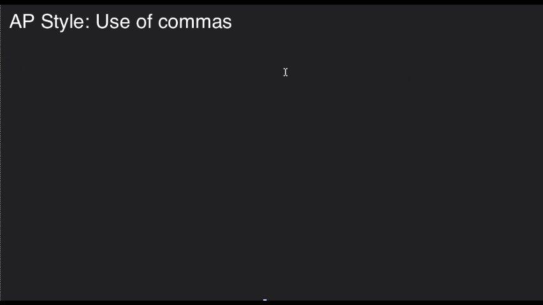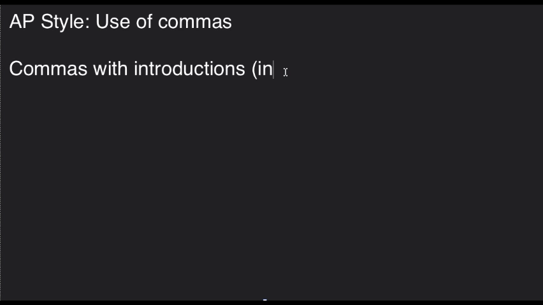Okay, we're going to continue our discussion of commas by talking about commas with introductions, or sometimes people call them introductory phrases. Okay, commas with introductions.